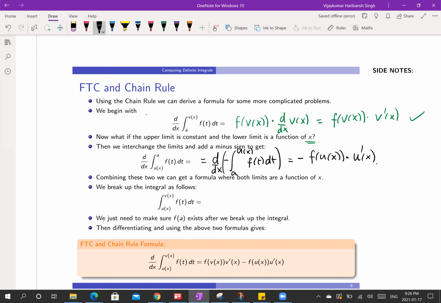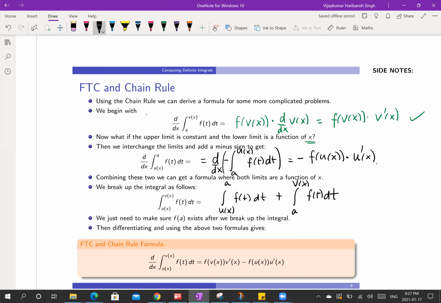Now we have dealt with the case where the lower limit is a function and the upper limit is a constant. What if both the upper and lower limits are functions? Suppose we are interested in d by dx of the integral from u of x to v of x of f of t dt. How would we do that? We can break this into the following form: the integral from u of x to a of f of t dt plus the integral from a to v of x of f of t dt.